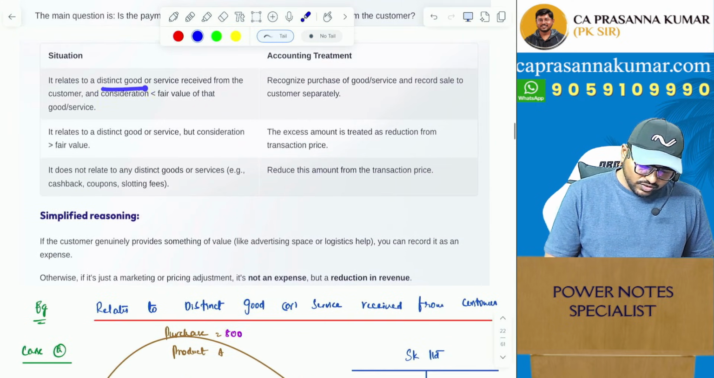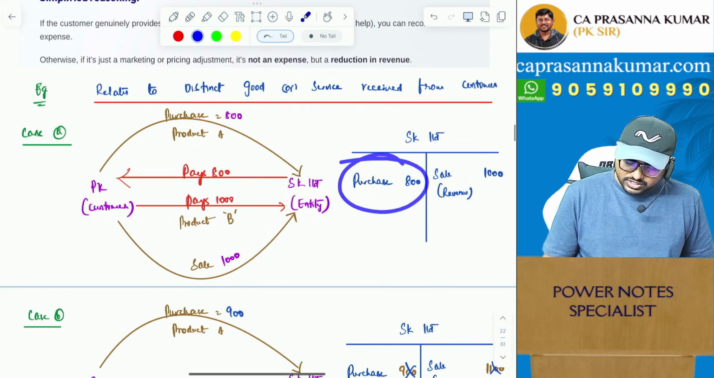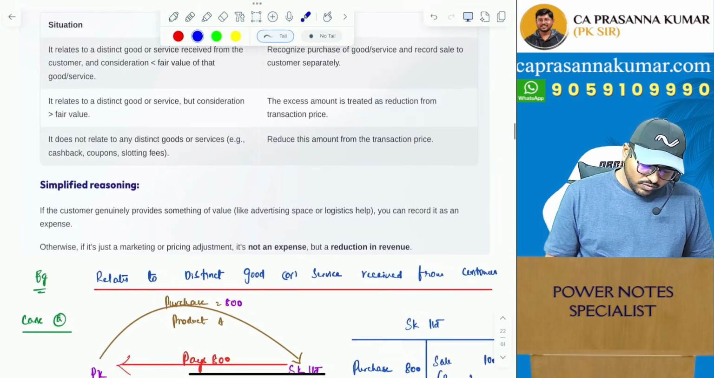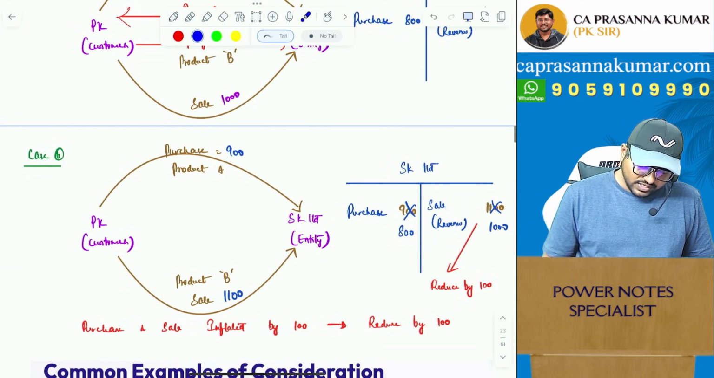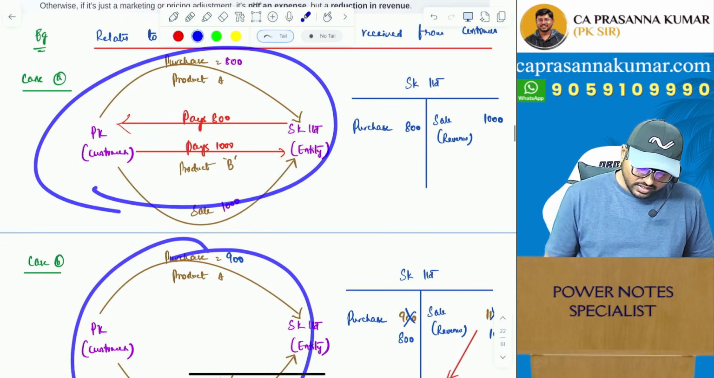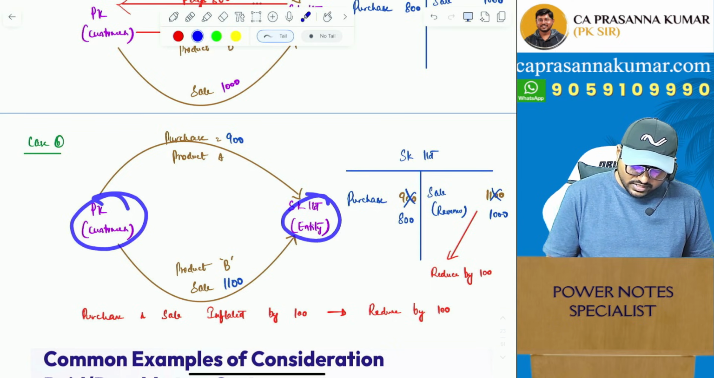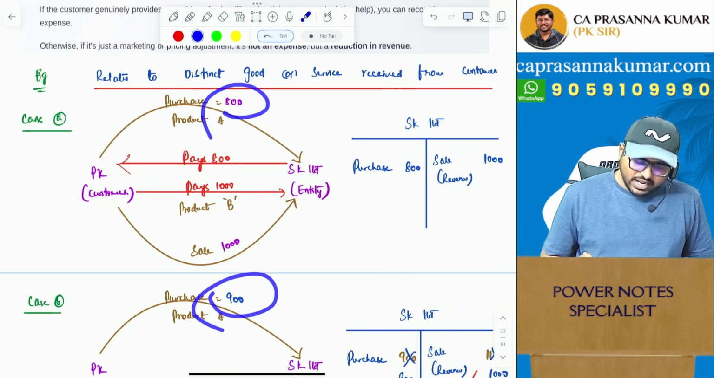So if it belongs to a distinct good or service, recognize purchase of the good or service separately, sale separately. Clear? Now, we are talking about this example where there is a manipulation in the price. Look at this. Same example only, which I picked from here, but the price of product A has been sold by customer to entity for 900, which is a manipulated price, which means it has been inflated by 100.